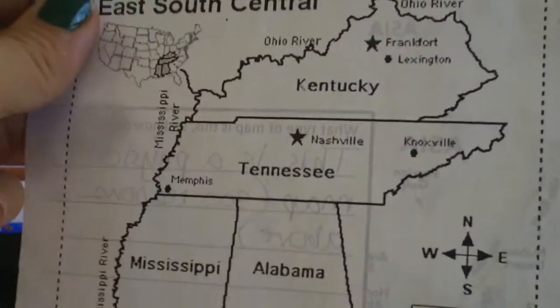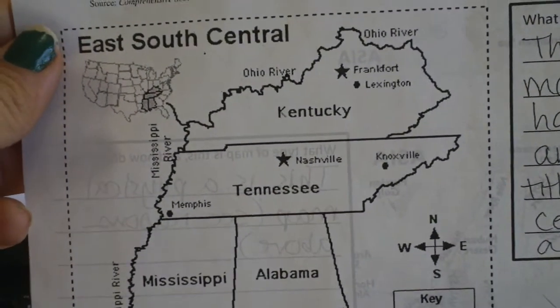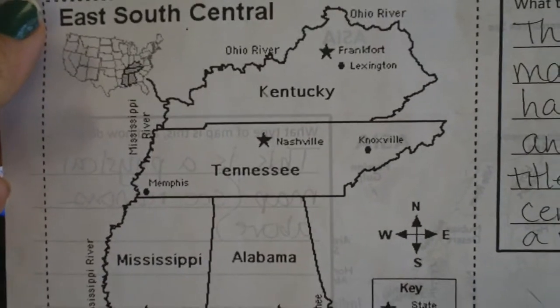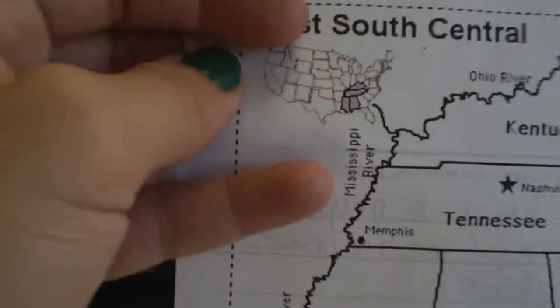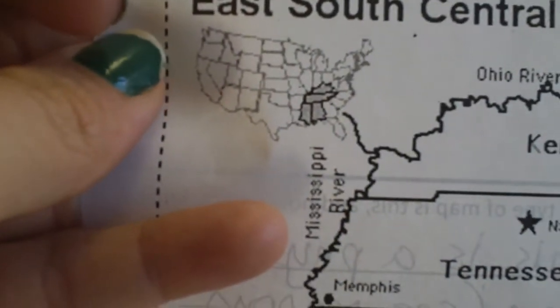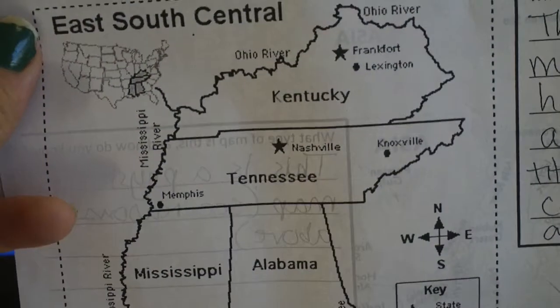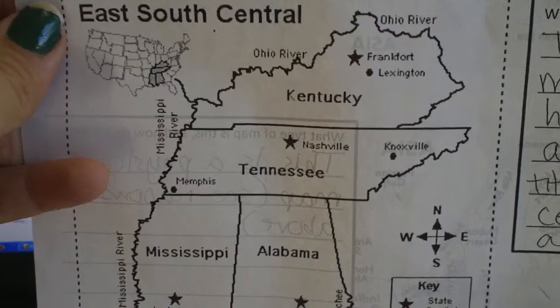On the other hand, if I look at this map right here, I notice a couple of things right away. The title, instead of saying product map, says East, South, Central. That's because this must be a region of states. I can see the little picture of the United States up here. This is a zoomed up feature of those groups of states. And so here, I'm already getting some hints that this is a political map, which means made by people or having to do with government.